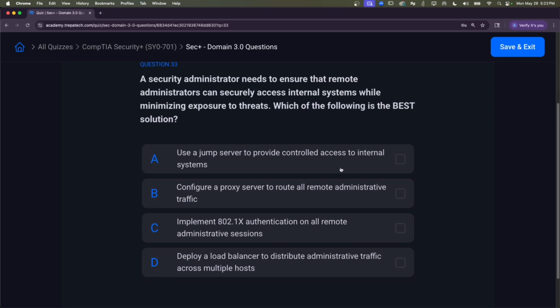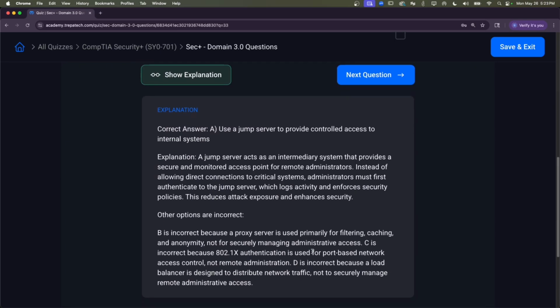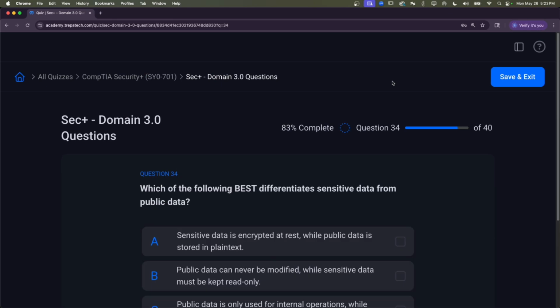Question 33. A security administrator needs to ensure that remote administrators can securely access internal systems while minimizing exposure to threats. Which of the following is the best solution? It's going to be some sort of proxy or jump server right away, right? Because we're talking about remote administration to internal systems that we want some sort of extra protection, so we're not going there right away. So I'm going to go with A. Use a jump server to provide controlled access to internal systems. Pause the video if you'd like to read the explanation.